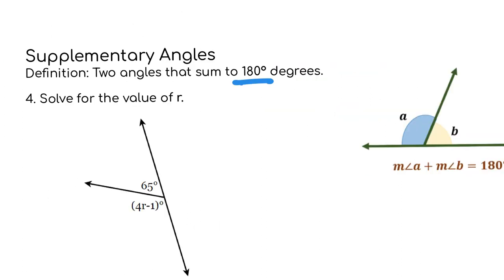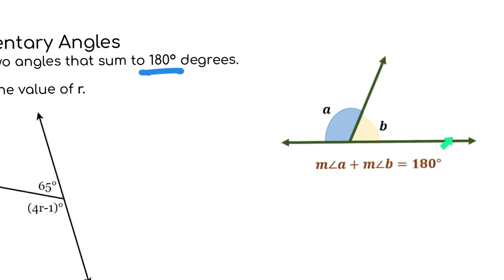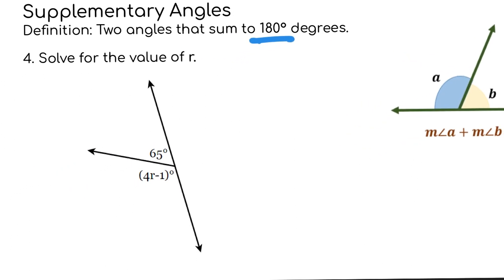Next, supplementary angles are very similar to complementary, except supplementary angles add up to 180 degrees. If we have a straight line, we know a straight line equals 180 degrees. So if I add up angle A and angle B, they add up to 180 degrees. Here we have a straight line, and this angle and this angle make up that straight line. So when I add 4r minus 1 plus 65, that's going to equal 180.